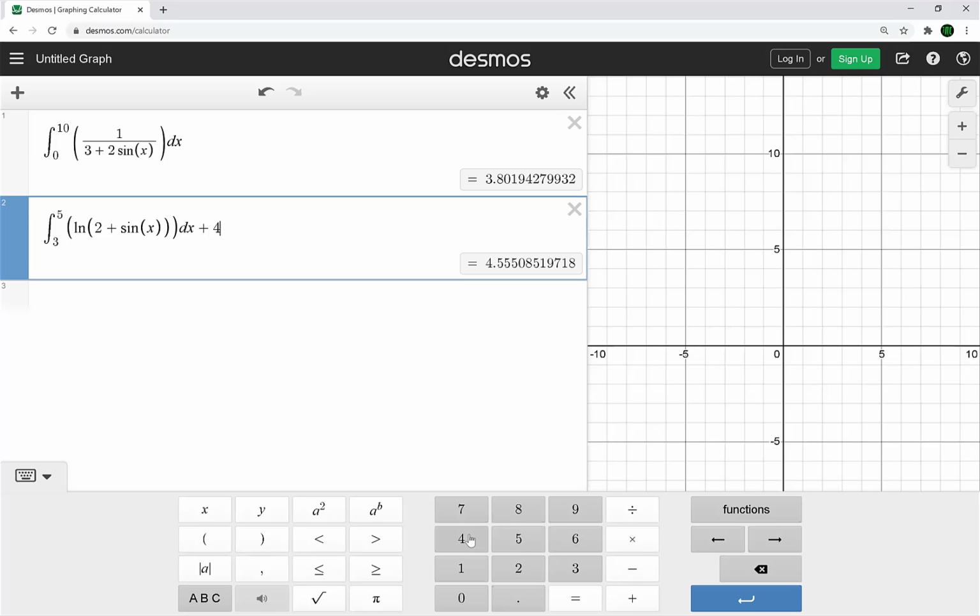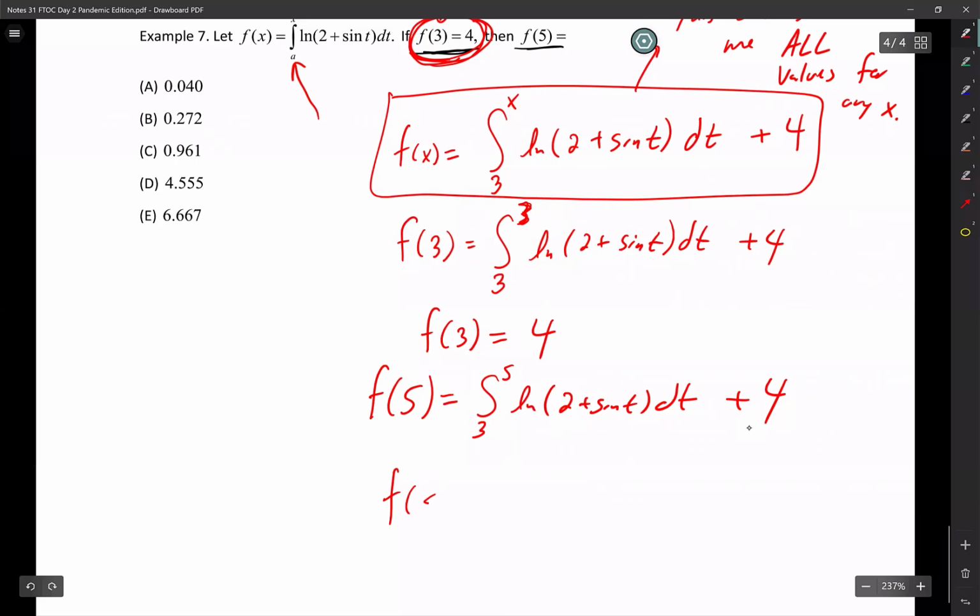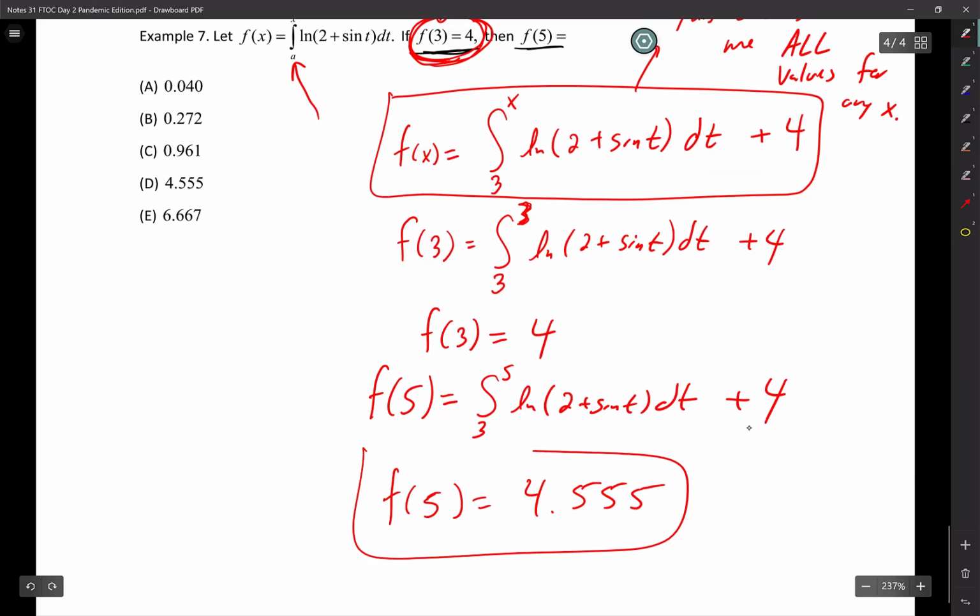And there it is, guys. 4.555. So I'm gonna go back. F of 5 equals 4.555. And that's it. We got it.